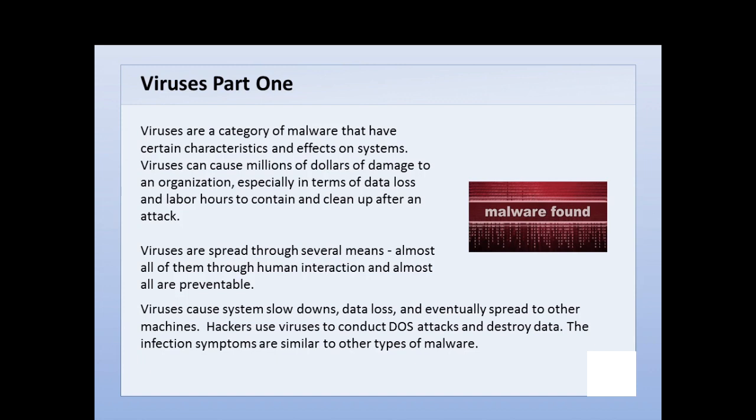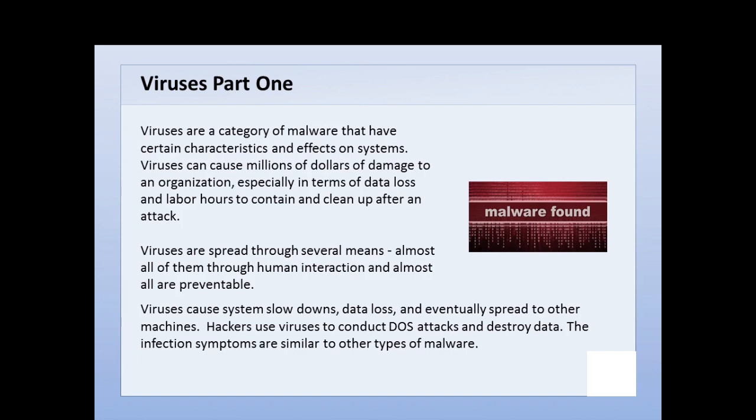Now, viruses are spread through several different ways, and pretty much most of them are preventable because most of them are through human interaction. People actually are necessary, and their actions are necessary to cause the spread of a virus. So that means that most of these actions are probably preventable. And hackers take advantage of several human failings because they know that humans are going to spread viruses.